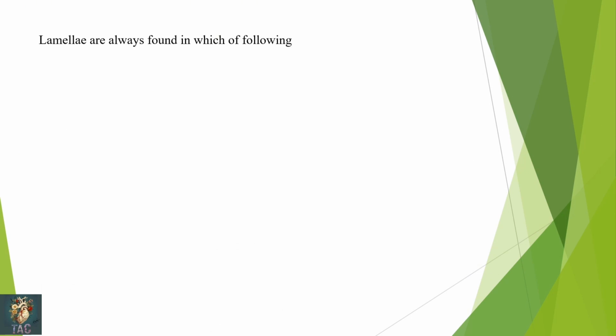Next MCQ is, lamellae are always found in which of the following? That is bone marrow, no. The howship lacunae, the secondary bone and the woven bone. Basically the Howship lacuna is the place where the osteoclasts are present. Secondary bone means the mature bone or the compact bone, and woven bone means immature bone. So lamellae are formed in mature bone, so the secondary bone is the correct option.